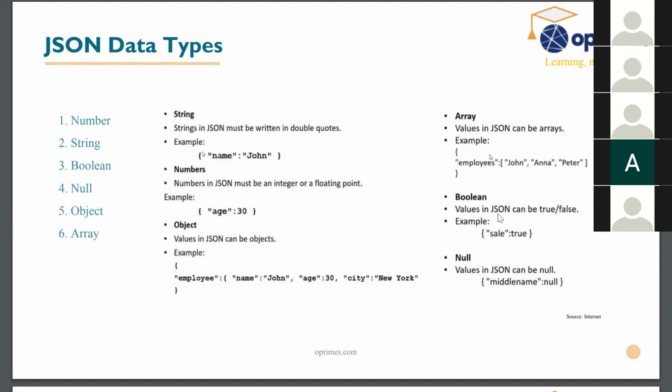So boolean. Boolean means we have only two values: either true or false. We can only input true or false. Here save is the key and true is the value of save.